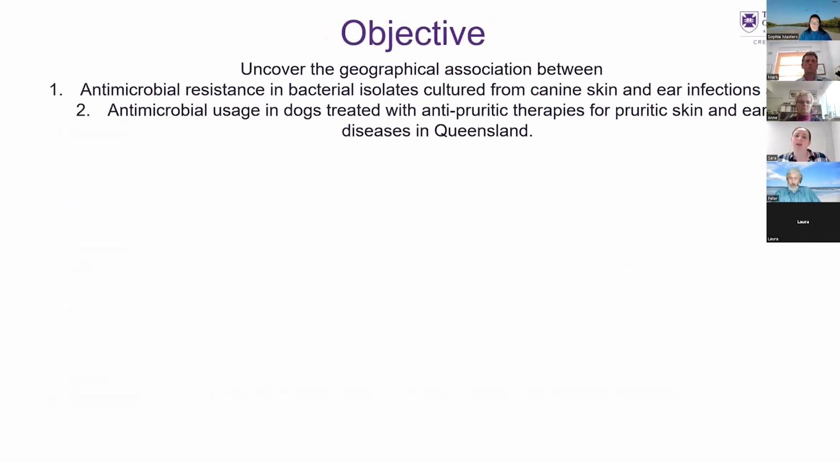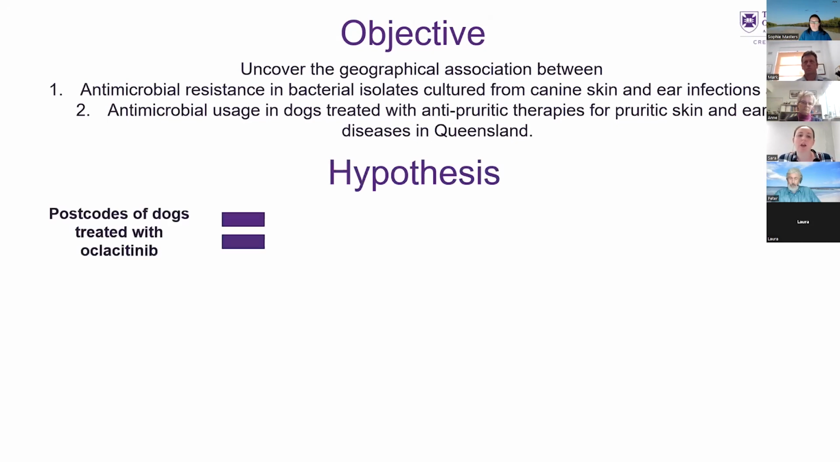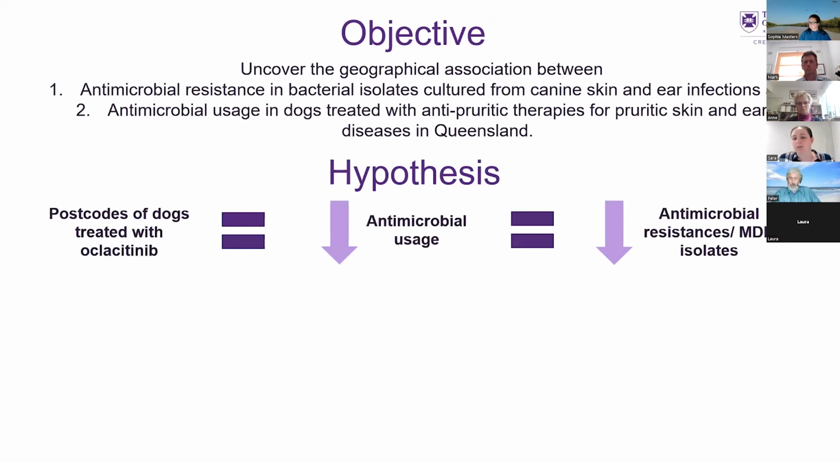For the objective, the aim is to uncover the geographical associations between your antimicrobial resistances in bacterial isolates cultured from the skin and ear infections and your antimicrobial usage in dogs treated with anti-pruritic therapies for their pruritic skin and ear diseases in Queensland. This will be achieved using a secondary data linkage approach at postcode level using a veterinary laboratory database and the VetCompass Australia database. So the hypothesis for the study is postcodes of dogs treated with a high proportion of ofloxacin will have fewer antimicrobial usages and therefore fewer antimicrobial resistances or multi-drug resistant isolates.